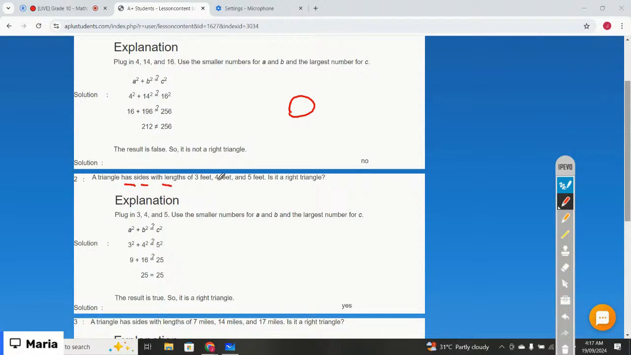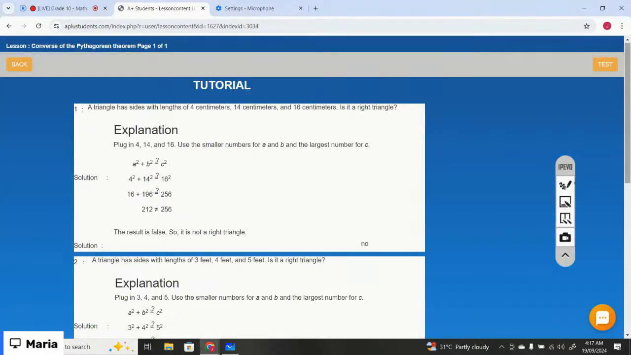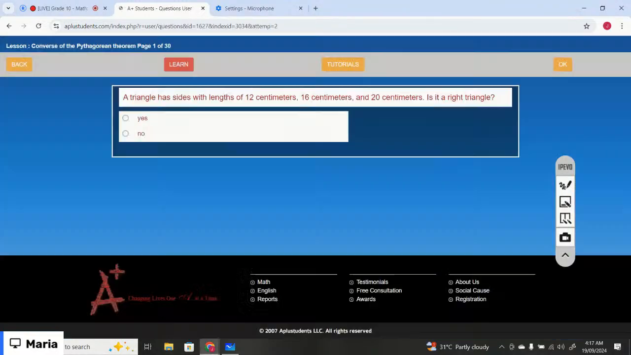A triangle has side lengths with 3 feet, 4 feet and 5 feet. Is it a right triangle? So just use the Pythagorean theorem, put the values in the equation. The longest side is always the hypotenuse. So that is 5 square equals 4 square plus 3 square. So 25 equals 16 plus 9. And 16 plus 9 is 25. So you can see both sides are equal, right? So that means these sides make a right triangle. Got it? Let's just start with the test questions.